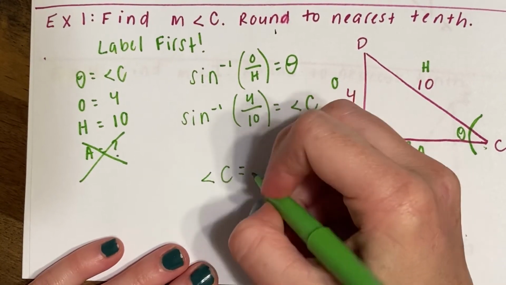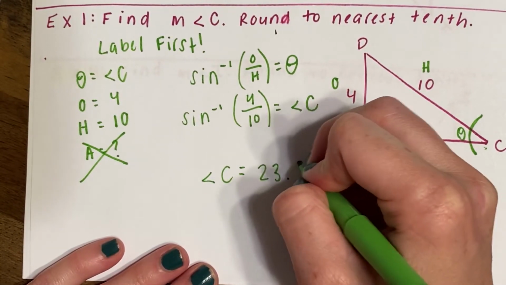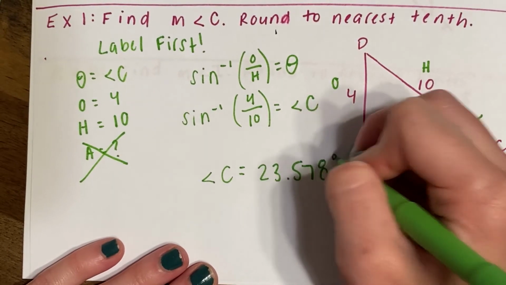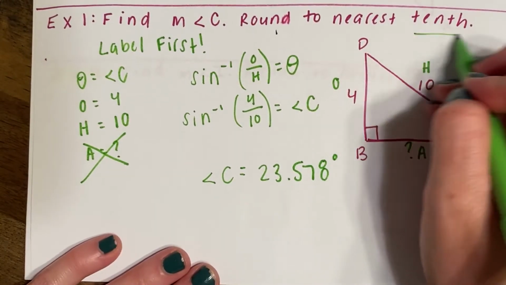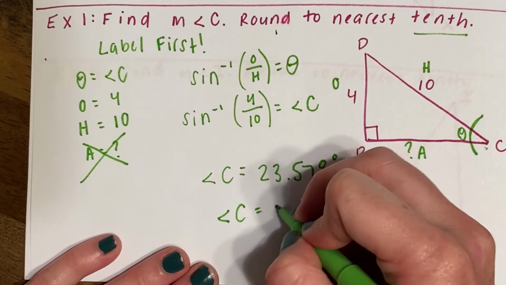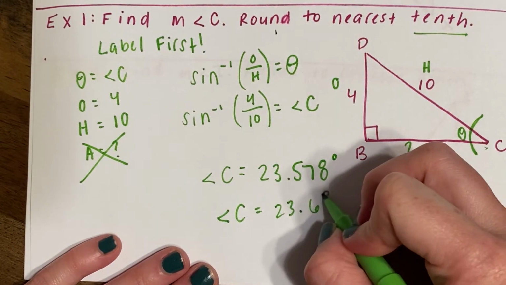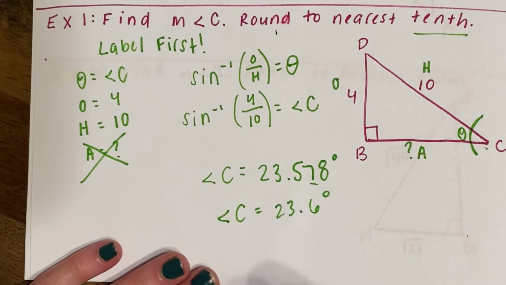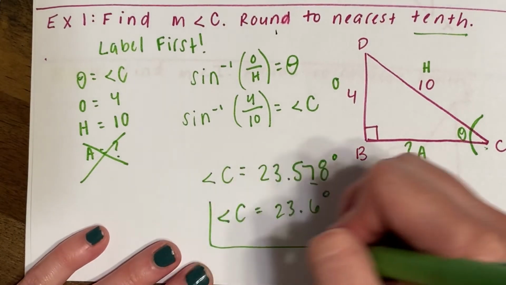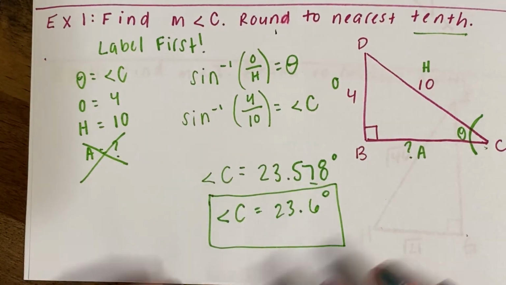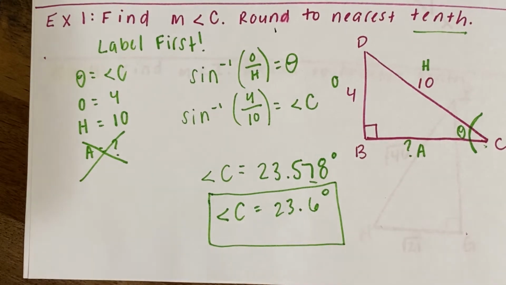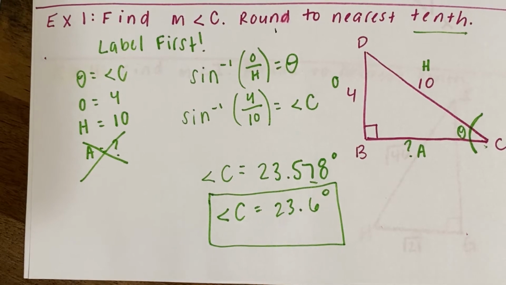So that means the measure of angle C is 23.578 degrees. And since I'm rounding to the nearest tenth, that will be 23.6. The 7 rounds the 5 up. Okay? All right, so again, this is very similar to what we did last time, but we are solving for the angle, but you still are going to start the problem the same way. Label, think about what you're given, and then choose a trig ratio based off the information. Okay?